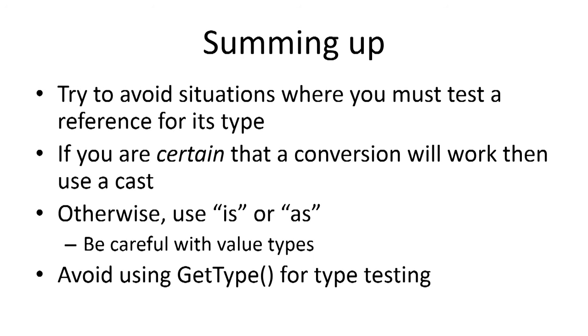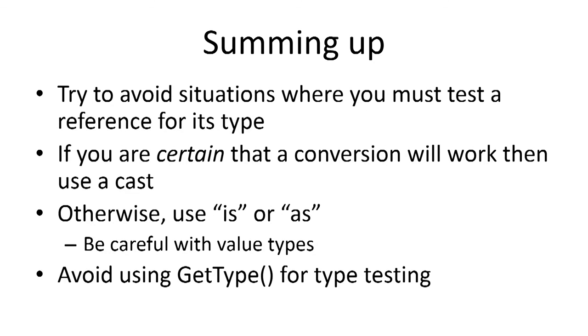But if you do have to do it, and there are some situations where it's unavoidable, then there's a bunch of stuff you can do. If you are in a position where you are certain that you know that a conversion will work, then you can use a cast. If you are not, then you can use is and get back a Boolean that tells you whether the cast would work. Or you can use as, and it will do the conversion for you.